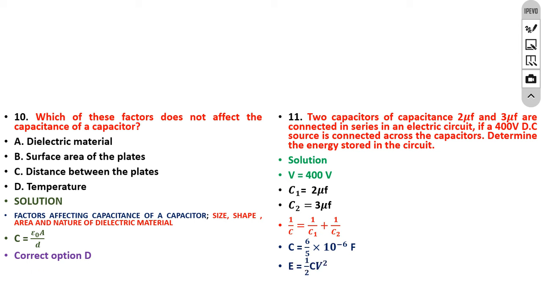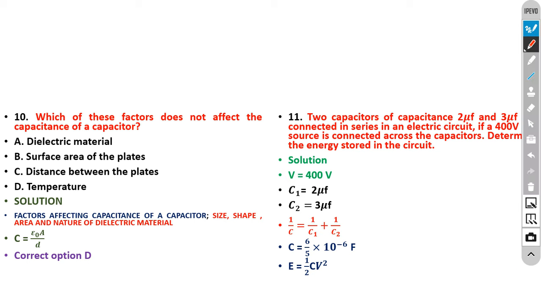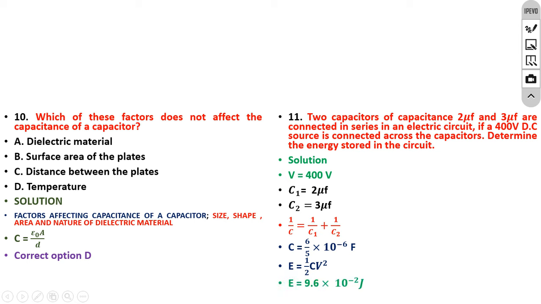When you pick this expression, E equals a half CV square, looking at this, we have solved for C. So this is C here, and V was given. So we just substitute this and square the value of V. When you do that, you will get your solution as 9.6 times 10 to the power minus 2 joules of energy.